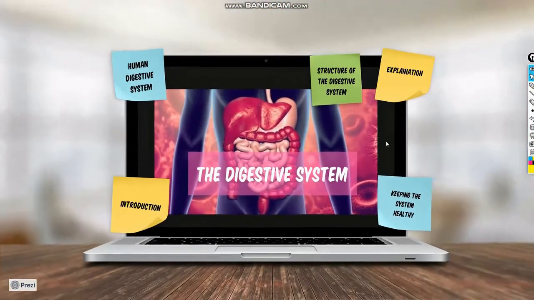Knowing that our body consists of several systems and each system carries out a different function, we have to learn each system and study them well. So the first system in our schedule we're going to learn is the digestive system.